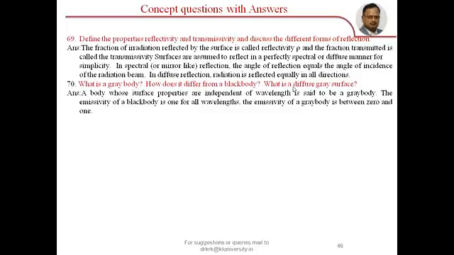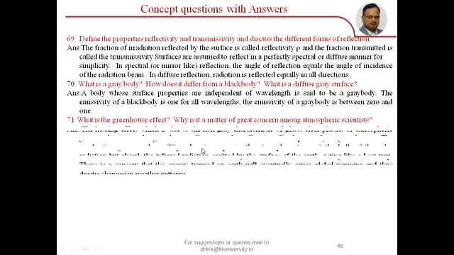What is a gray body? How does it differ from a black body? And what is a diffuse gray surface? A body whose surface properties are independent of wavelength is a gray body. Epsilon lambda is constant. The emissivity of a black body is 1 and the emissivity of a gray body is between 0 and 1.